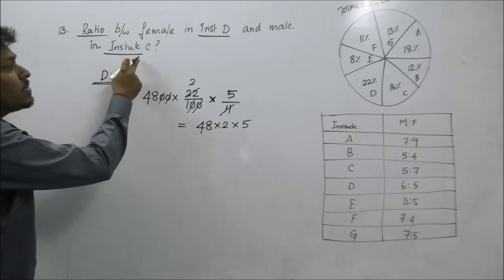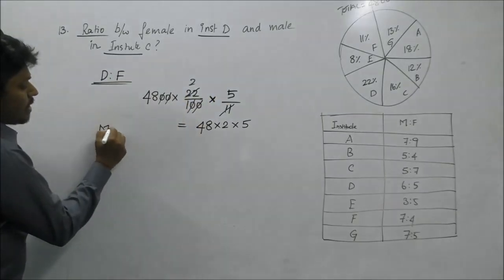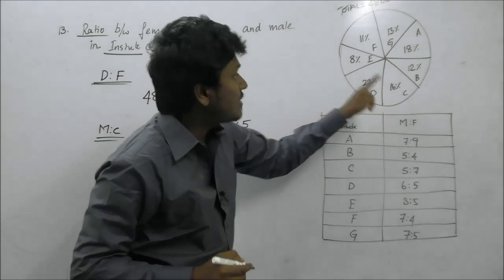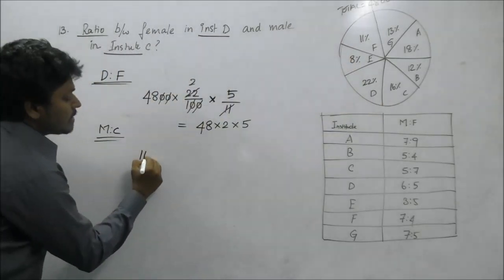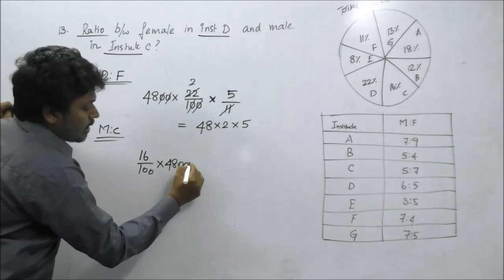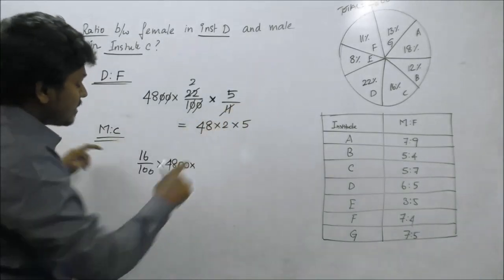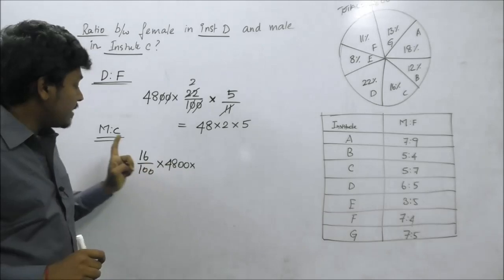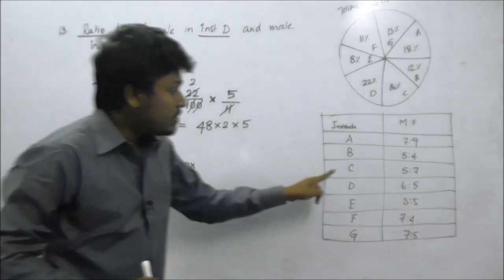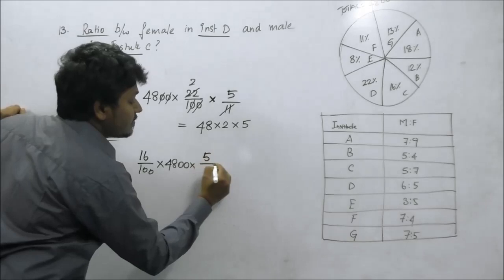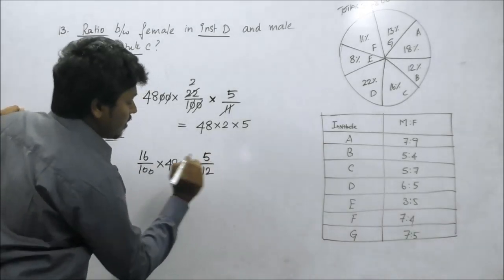We can go for males in institute C. Where is male here? Institute C is 16%. So 16 divided by 100 into 4,800, where the overall is 4,800. So males in institute C, the male ratio is 5, so 5 divided by 12. Understood friends?